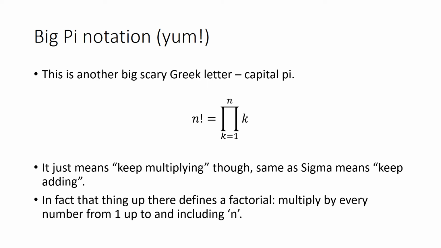So you multiply from 1, k equals 1 at the bottom there, up, multiply it by every number from then upwards until you reach n, and that's your factorial. And that will do for now.